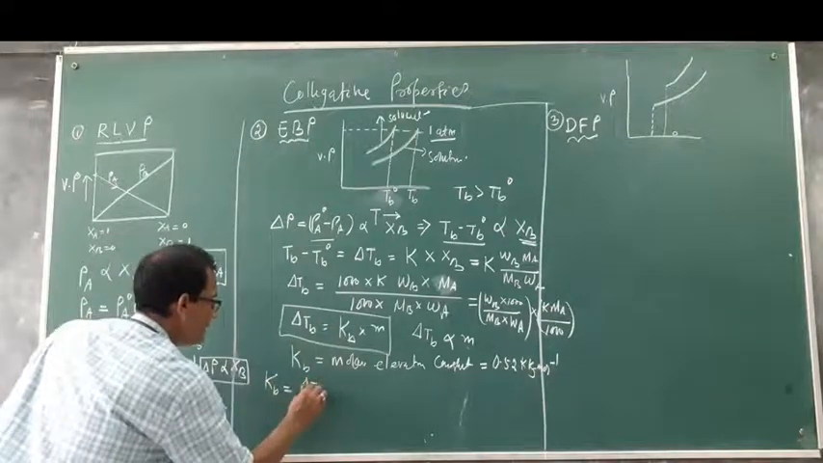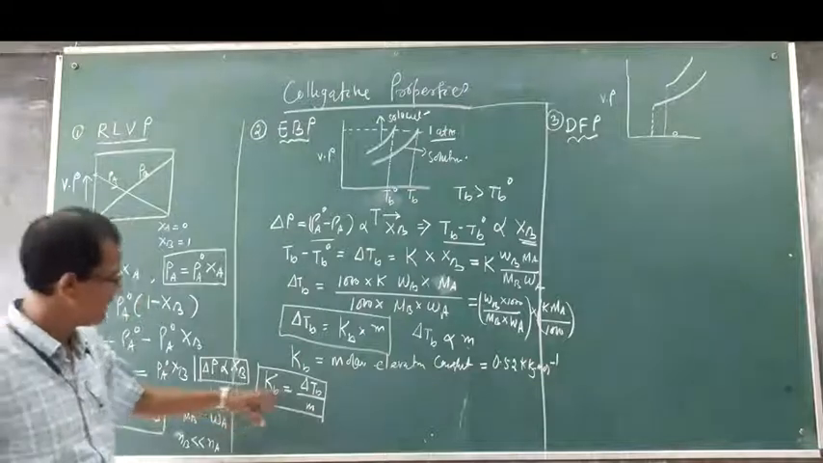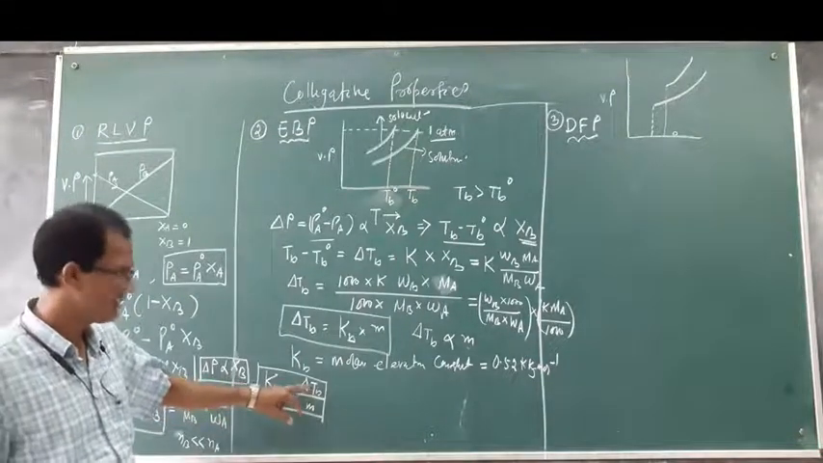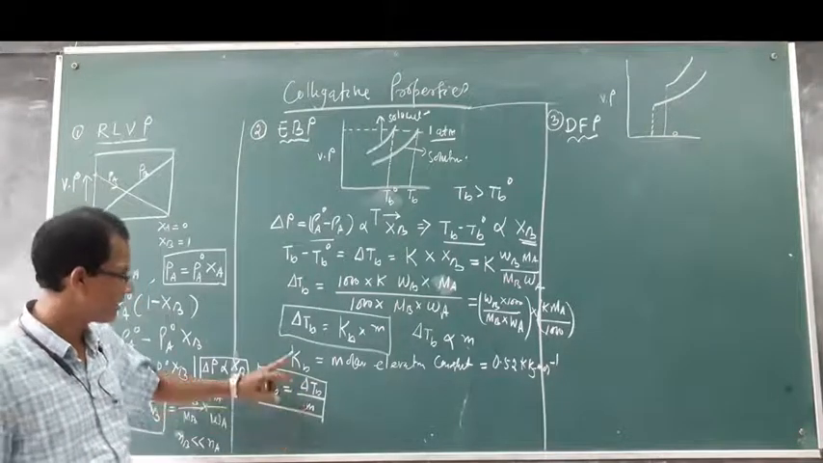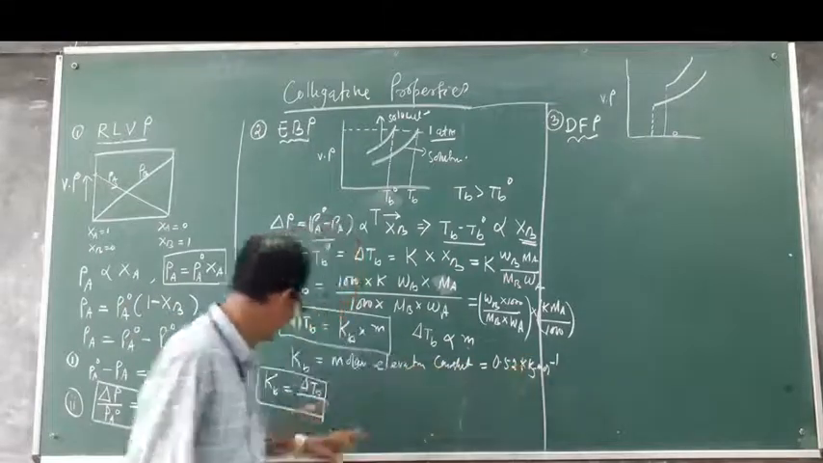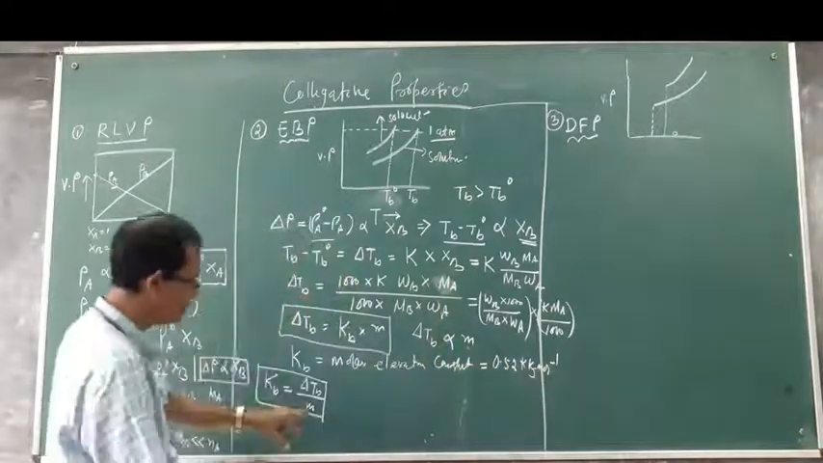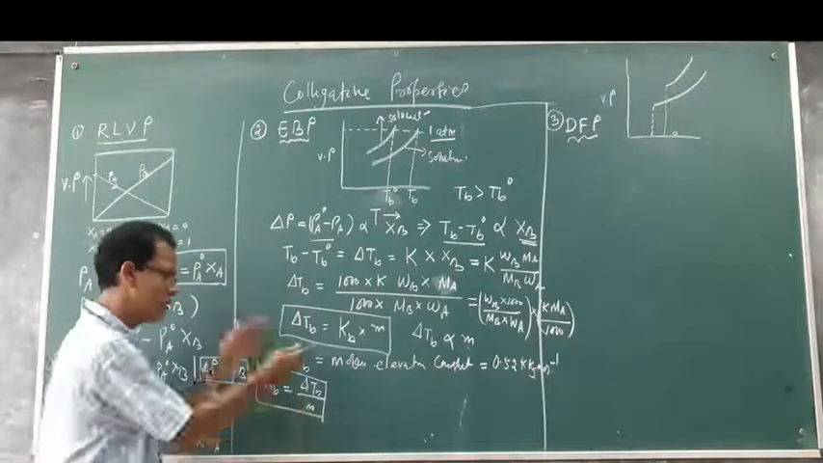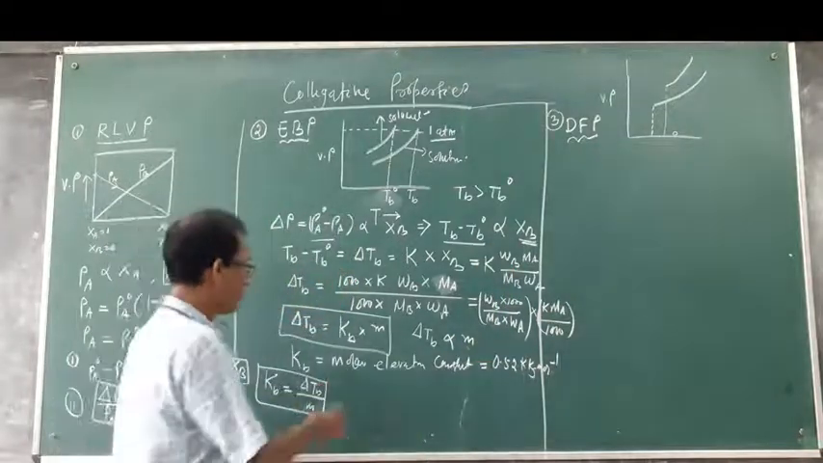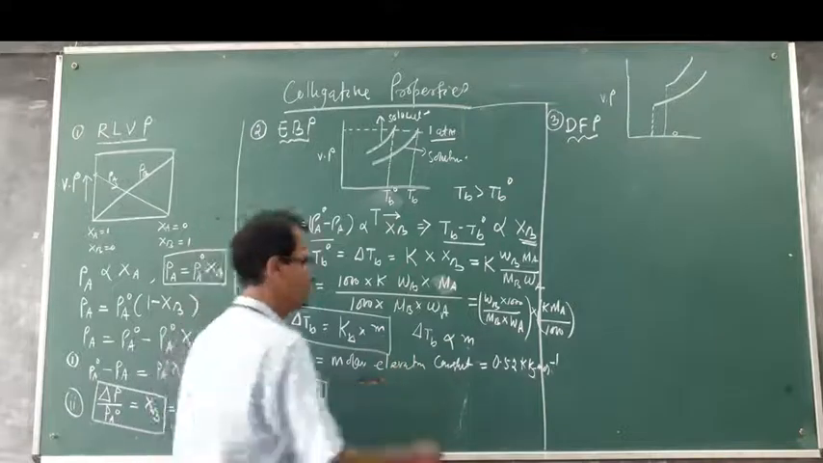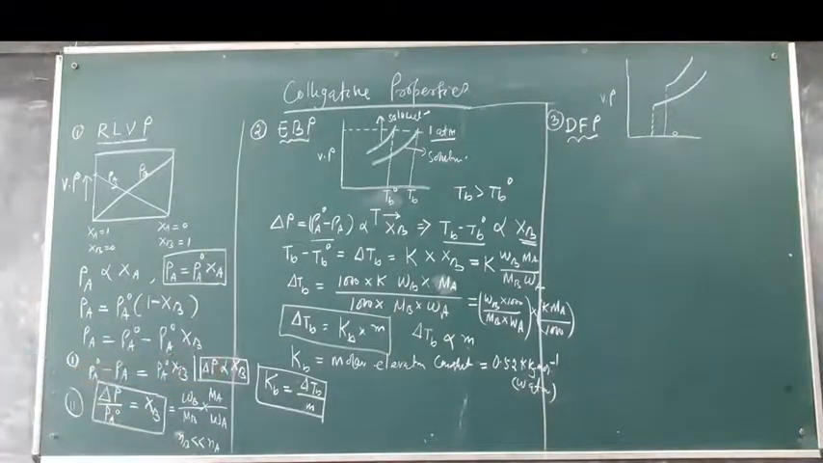So the unit of Kb will be, the unit of del Tb is Kelvin. What is the unit of small m? Moles per kg. So Kelvin, then kg will be again in the numerator, so K kg mole inverse. Because the unit of small m is moles per kg, kg will be in the numerator. This is the unit of Kb. And for water, the molar elevation constant is 0.52. Then what is the actual expression of Kb?